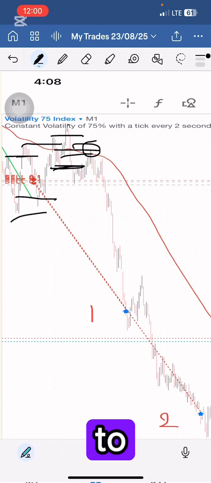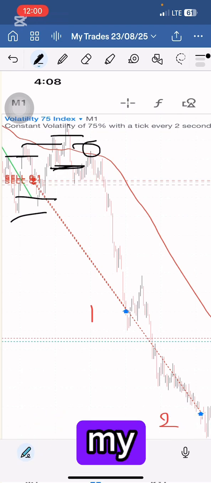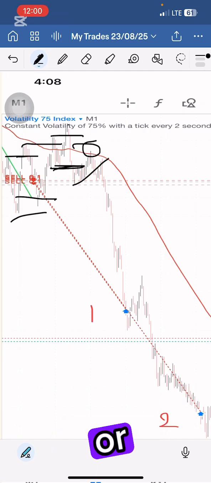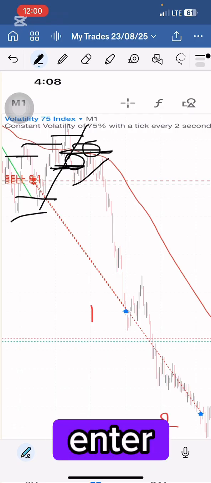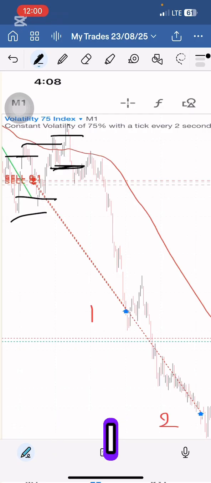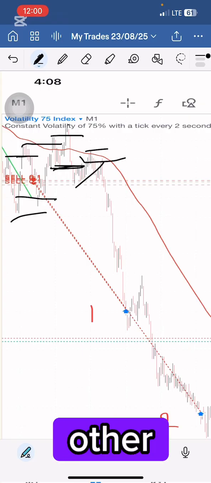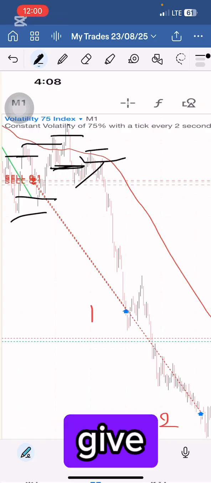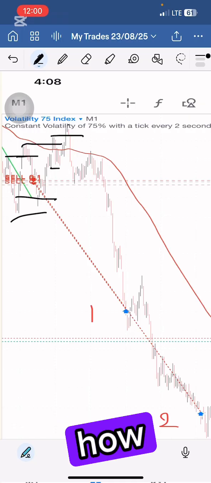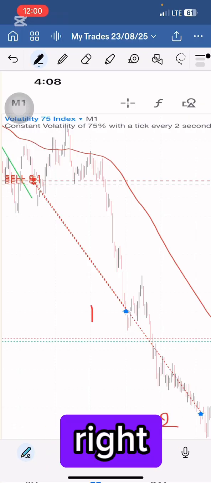Now, assuming I wanted to use my trend line, I will just place my trend line here or here. When I get the breakout, I wait for a retest, I enter. Or when I get the breakout here, I wait for a retest of this other block, then I enter my trade. That will give me a sniper entry. That is how to catch a sniper entry, right?